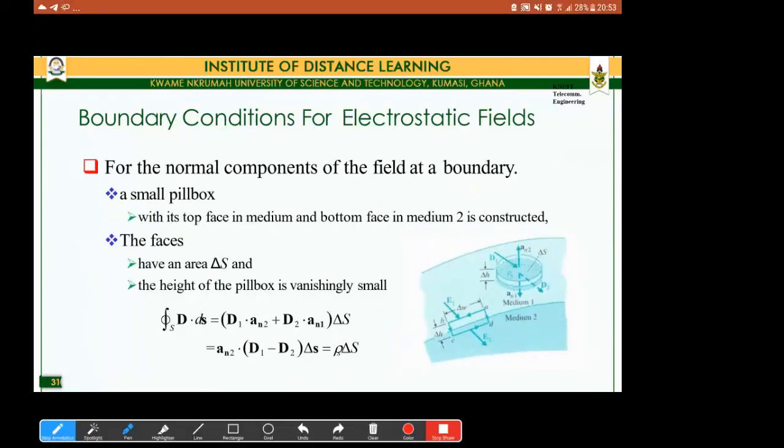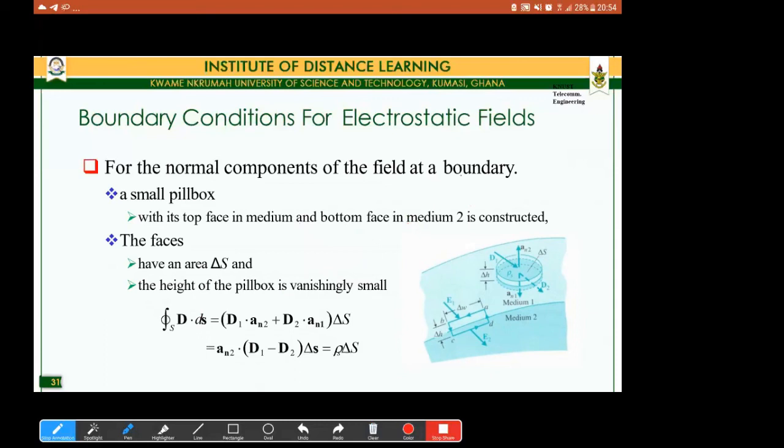And then from the electric flux density, which we said integral D dot ds equals what? Integral D dot ds will be equal to what? Rho s, because we are considering the surface charge on the surface. Or simply, the normal component, D_n equals what? Rho s divided by epsilon naught. Sorry, that's E.